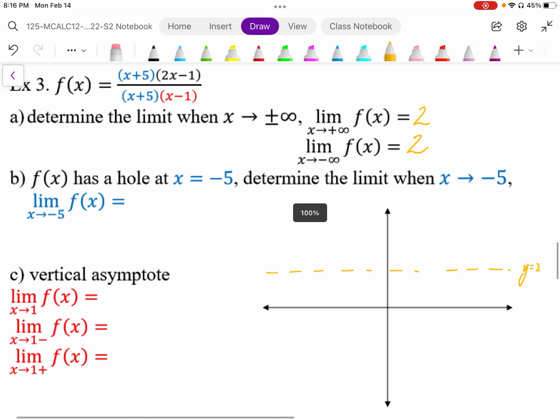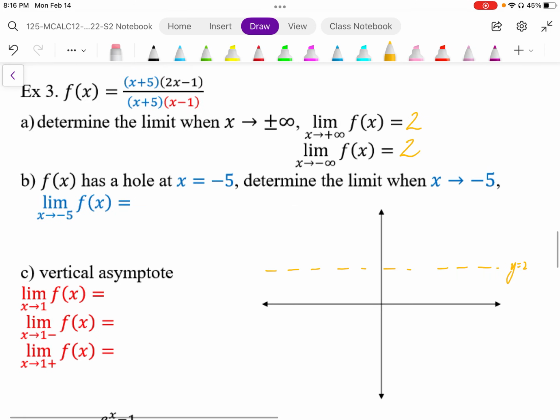Before, we established holes as well, but we're going to do this using a limit. So since the terms cancel out, we do have a restriction there, and we can't actually let x equal negative 5. But we can predict what the y value equals when x equals negative 5 by just plugging into the expression. To do this, we need to formally write a limit, which is what we've done here. So when I plug negative 5 into the expression 2x minus 1 over x minus 1, I get negative 11 over negative 6. That simplifies to 11 over 6.